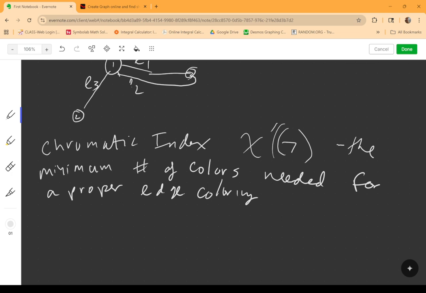All right, now since each edge that meets at a vertex would have to have a different color, that means that we have a very solid lower bound for the chromatic index. And that lower bound is going to be the highest degree. So the chromatic index of a graph G will always be greater than or equal to the maximum degree of a vertex in graph G. Since if we're at the maximum degree vertex, all of those edges need to be a different color for it to be a proper edge coloring.